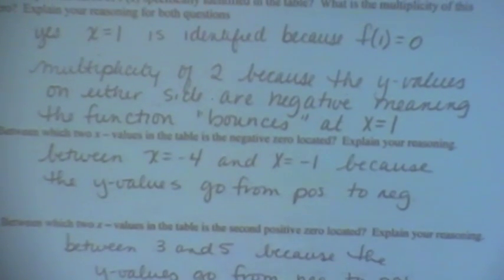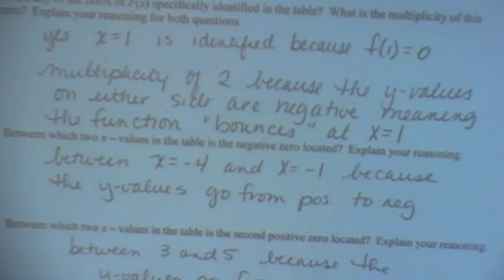You also cannot assume that just because it's between 3 and 5 that it's at 4. It could be at 3.1 for all we know. So all you can identify is what two values it's between. Is everybody okay? Anybody have any questions?